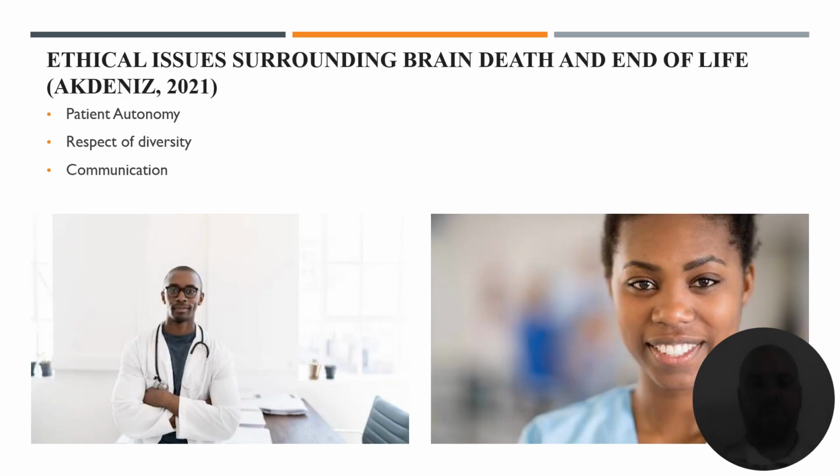Ethical issues surrounding brain death and end of life. There are many ethical issues that surround this situation and many other patients and their families. Patient autonomy is the fact that the family needs to respect the patient's wishes from before they were incapacitated. A family saying that they wouldn't want to live this way is most likely a key indicator of a conversation that happened in the past, and this should be explored further.